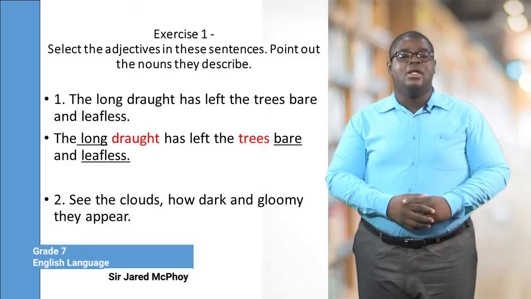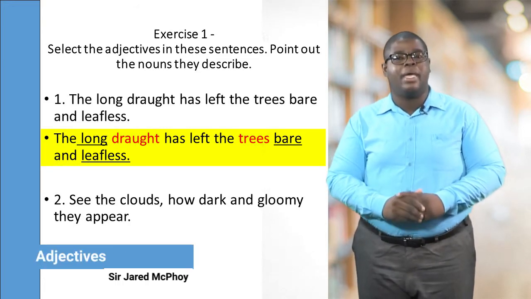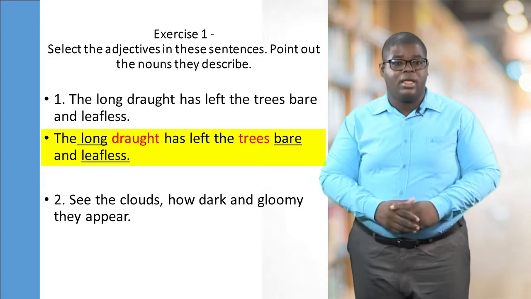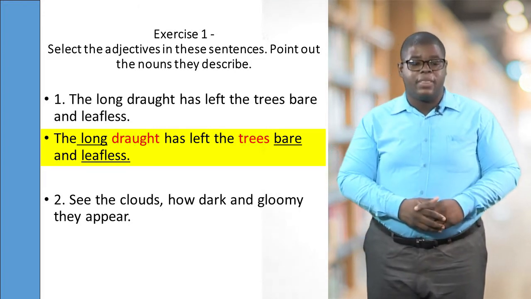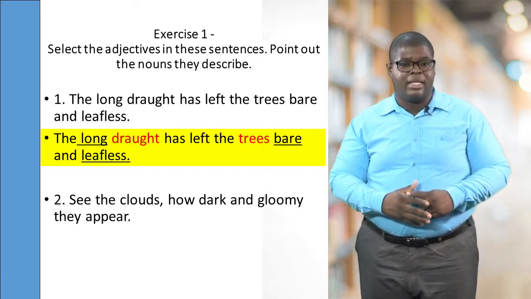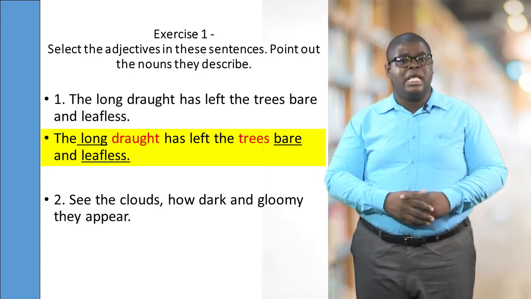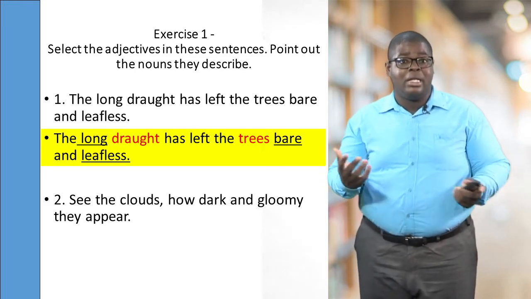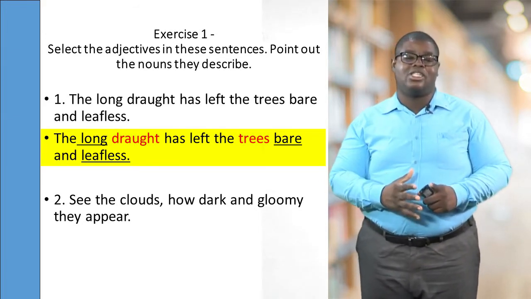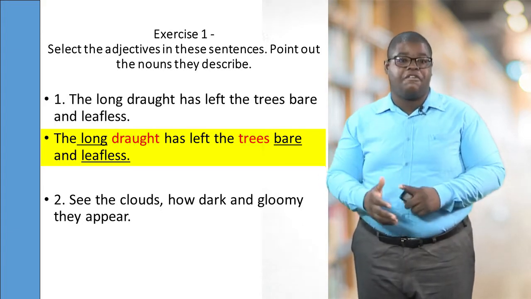Good. Now what do we have? The long drought has left the trees bare and leafless. So we have long modifying drought. Then we have trees. That's the noun. And it is being modified by the adjectives bare and leafless. So what about these trees? They are bare and they are leafless. And I like this sentence because in one case we have the adjective coming before the noun, and in another case, we have the adjectives coming after the noun.